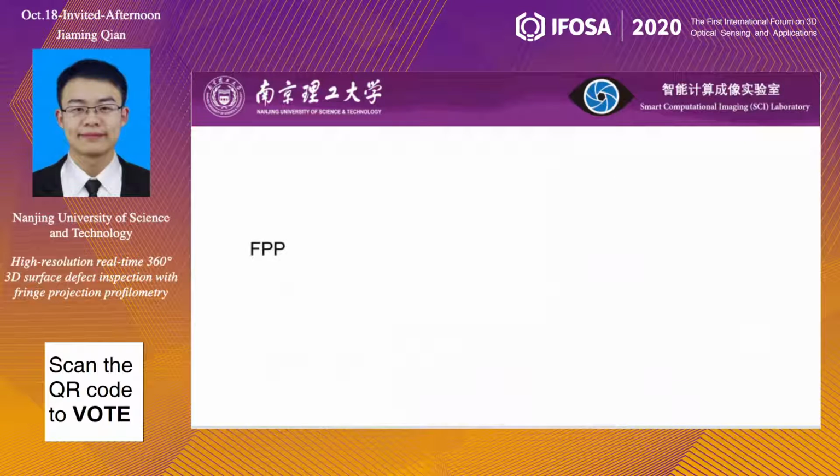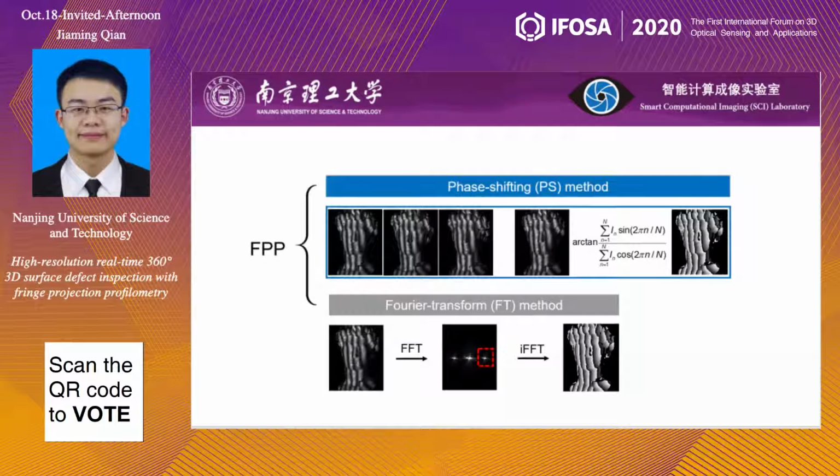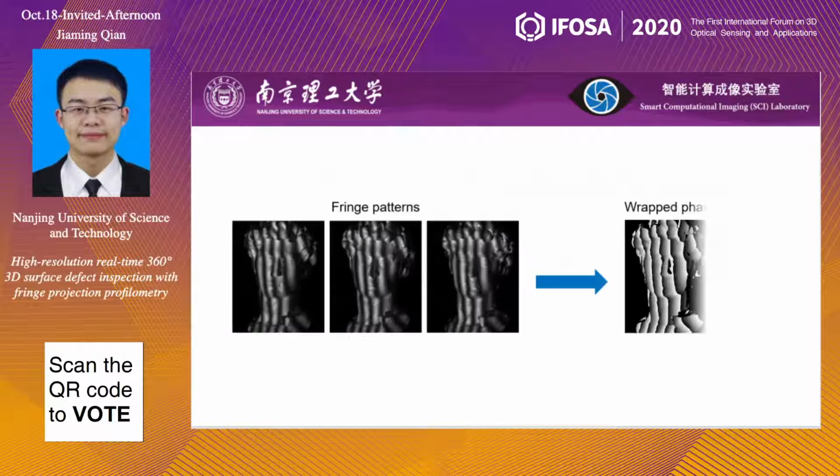The two main phase analysis technologies of FPP are the phase shifting method and the Fourier transform method. Since accuracy is very important for inspection, we choose the phase shifting method. Meanwhile, considering the efficiency, we finally use the 3-step PS method. With 3 fringe patterns, we can easily get the wrapped phase.